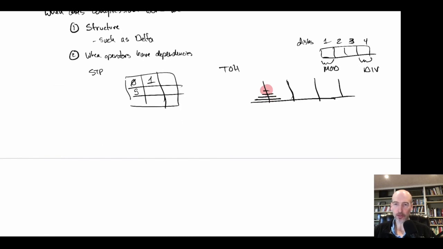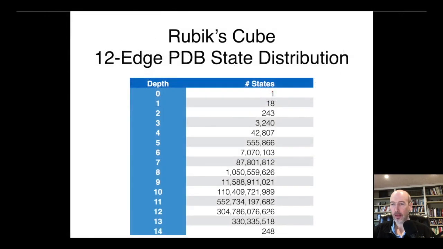Let's look at the distribution of the Rubik's Cube. If we look at the distribution, what we actually see is the heuristic values, so this is the 12-edge Rubik's Cube. This pattern database, if we build it using external memory, has about 980 billion states inside here. When we store it with 4 bits per state, it's going to take about 500 gigabytes of memory. And most machines that people have these days don't have 500 gigabytes of memory. So we can't fit this into memory.